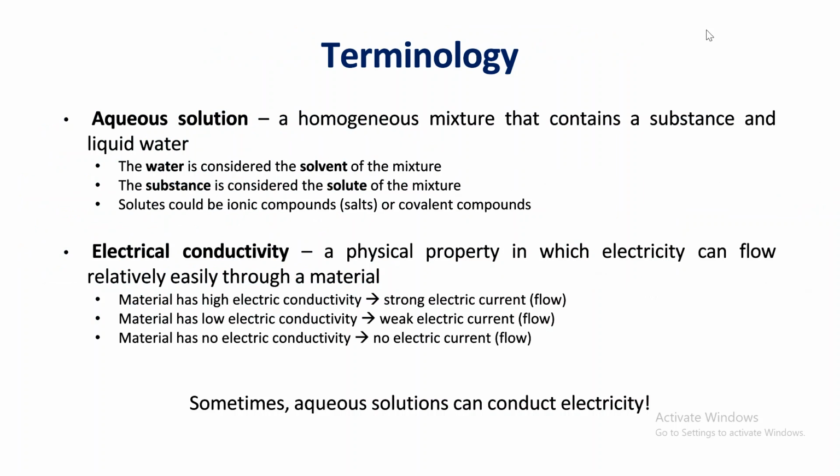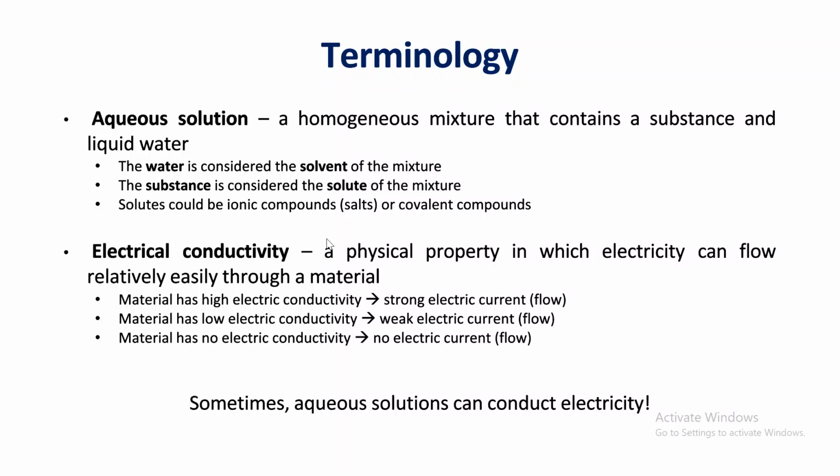The water is considered the solvent, and the substance is called the solute. So whatever you're dissolving in water, we are going to call the solute. Solutes could be ionic compounds. If the solute is an ionic compound, it's considered a salt. For example, sodium chloride is an ionic compound and is also considered a salt. Or covalent compounds like sugar. We're going to talk about sugar today, and sugar is a covalent compound that does not conduct electricity.